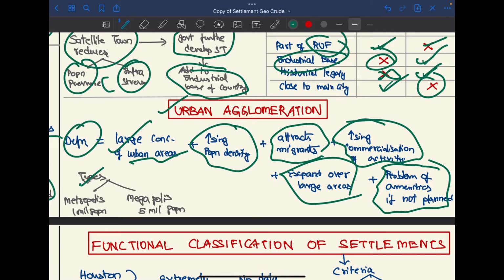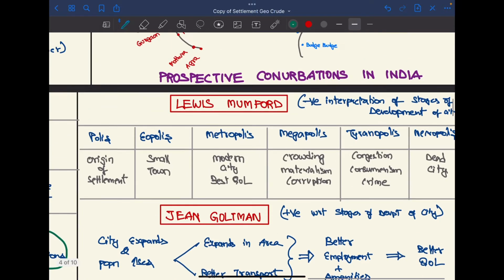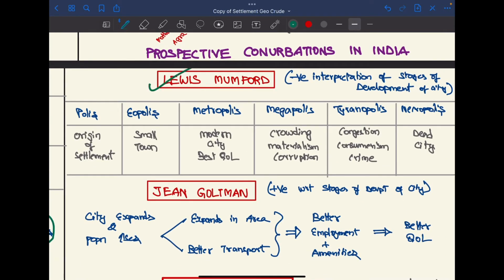So there can be two types: metropolis and megapolis, if the population is 1 million or 5 million. Next, Lewis Mumford gave a negative interpretation of the stages of development of a city.